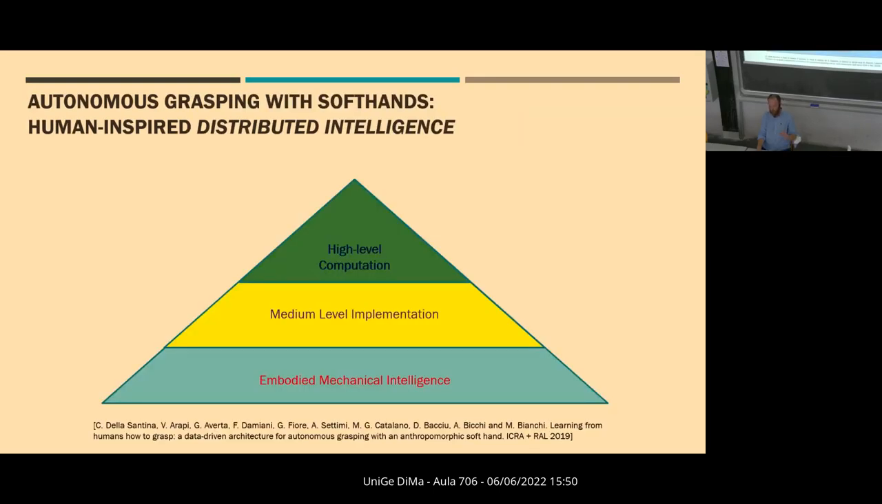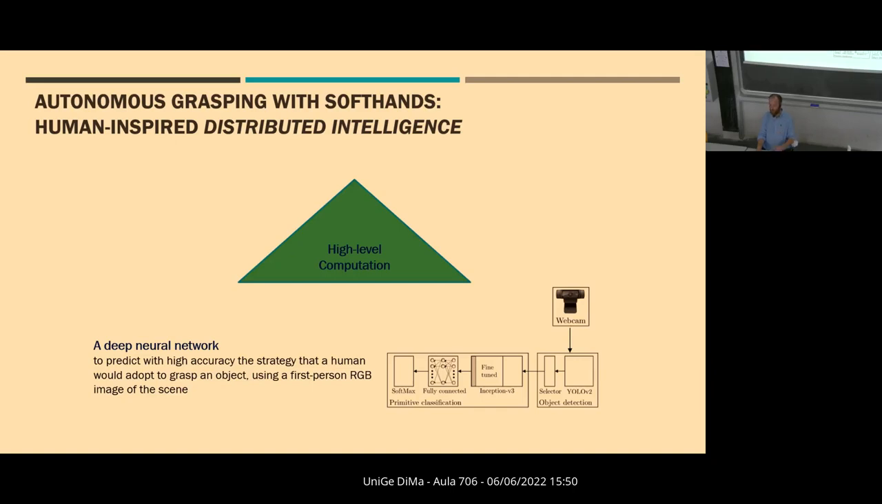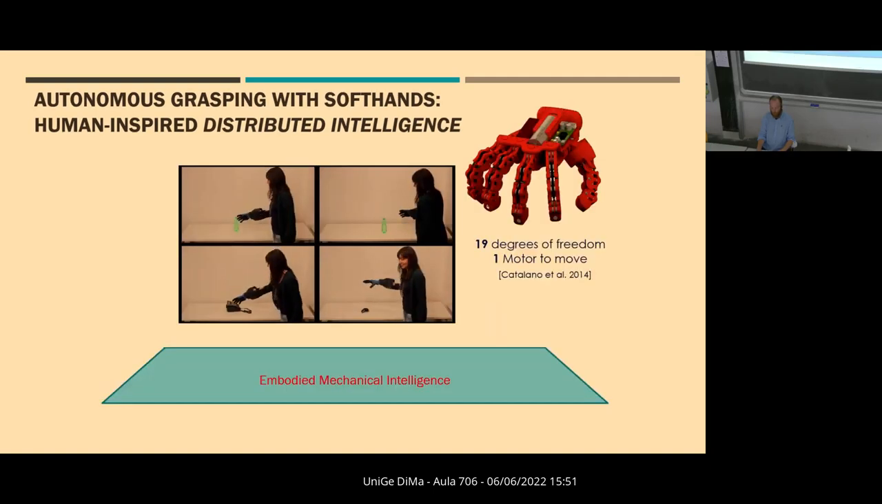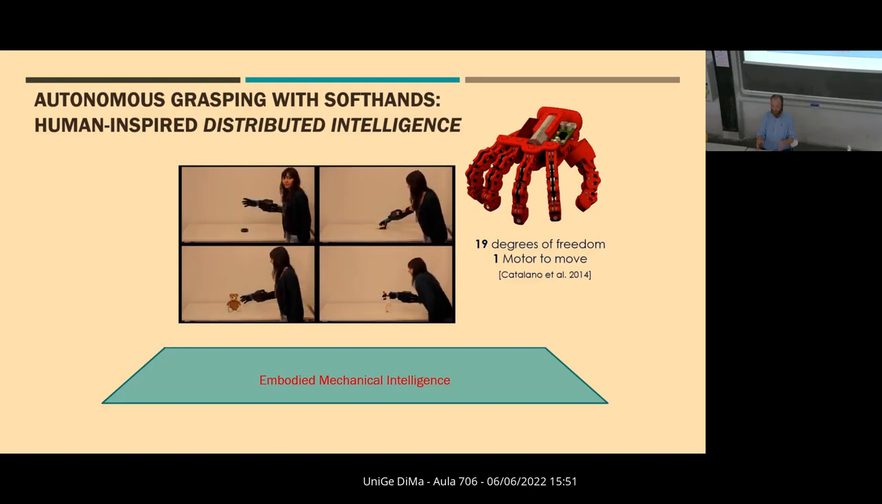So this is the pyramid that we envision. We have the highest level, which is a high-level computation. So we can use a deep neural network to predict the strategy that a human can use for grasping an object. A medium-level implementation, so a set of human-inspired low-level strategies for the approaching and also the sensory-triggered reactions. And then we have the lowest level, which is the lowest not because it's not important, but because it's the level on which we can capitalize for implementing the others, which is the embodied intelligence.